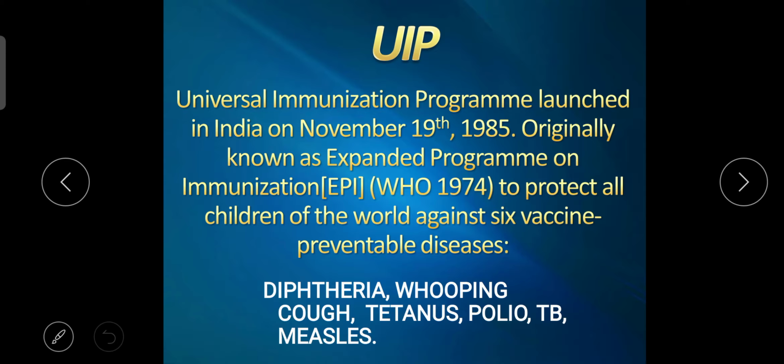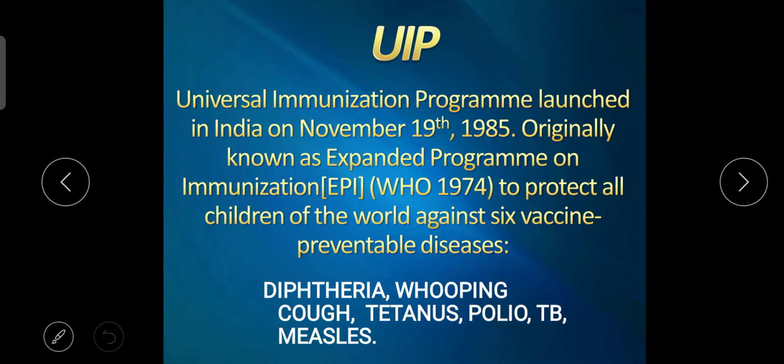It means if they give the vaccine, the disease can be prevented. There are 6 diseases, called the 6 killer diseases, but for these a vaccine is available. So that everyone should get the vaccine to prevent these diseases, they have launched this program.